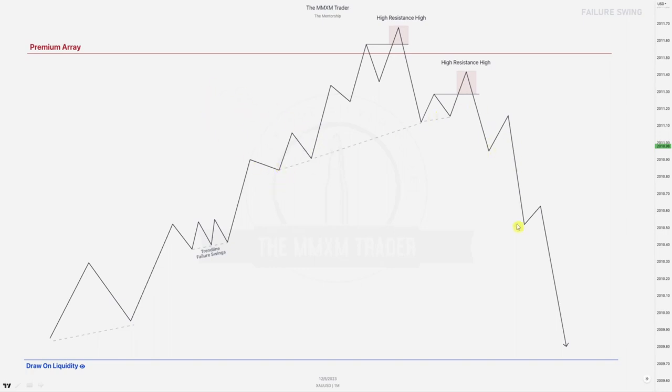And then we draw back down into discount levels, taking all those low resistance liquidity lows down here and also down here eventually until we reach that draw on liquidity.